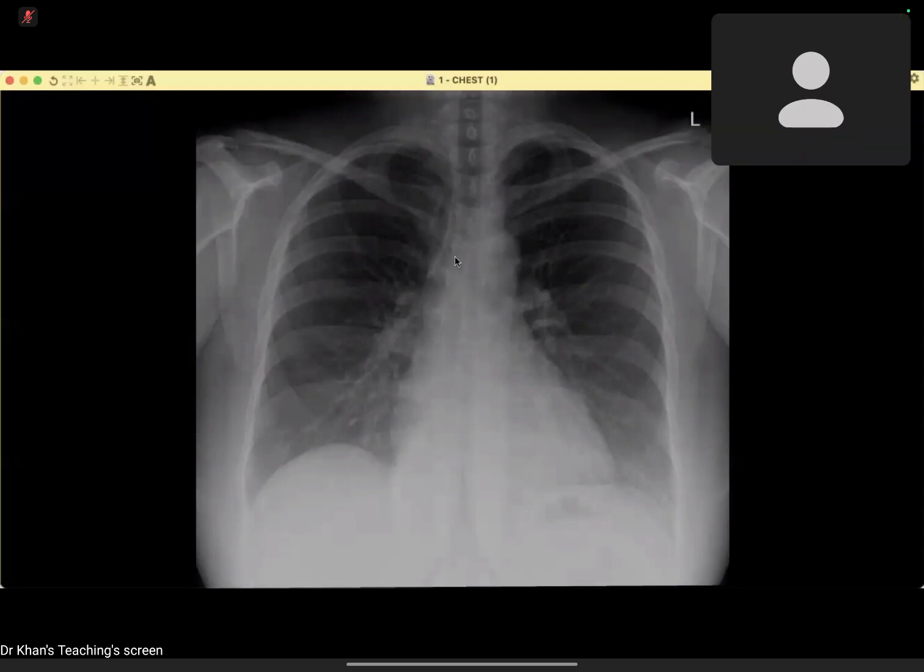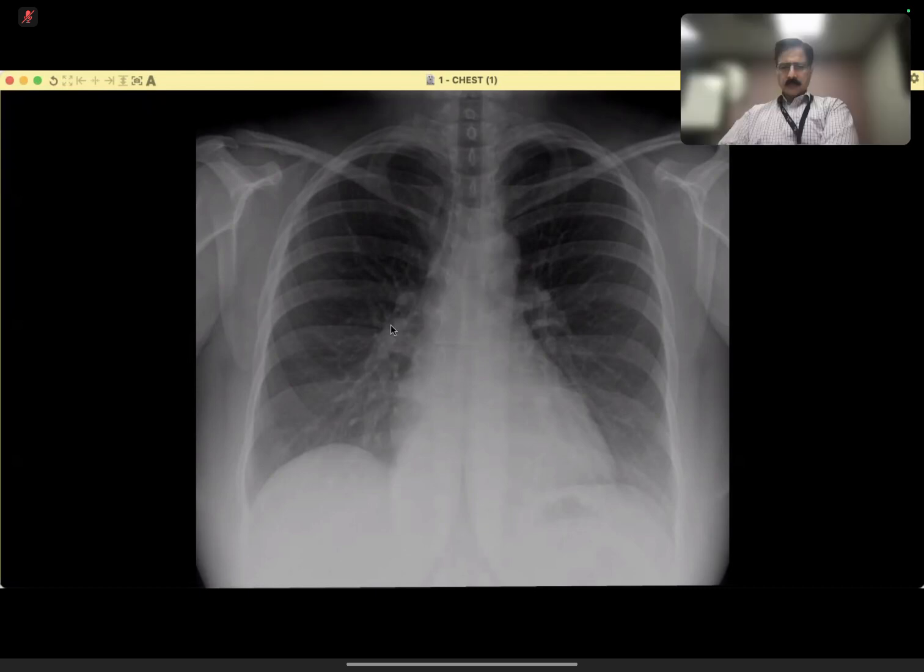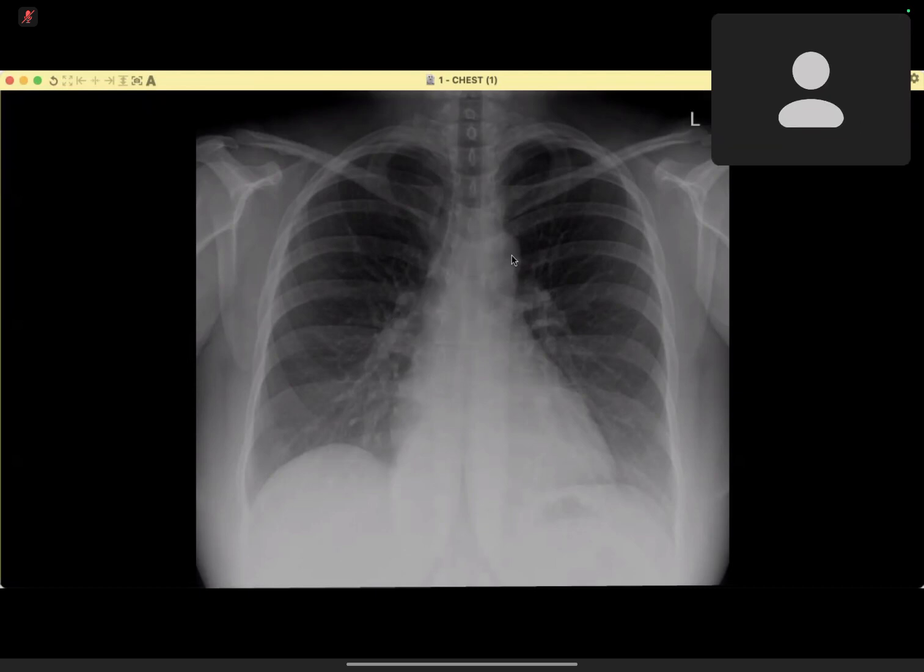Can you see? That's it. See the opacity also. Okay. This opacity is adjacent to the ascending aortic shadow. So other than that, I'm trying to look for any mucus plugs, or I'm trying to look for opacities which explain mucus plugging. So what will you do next?